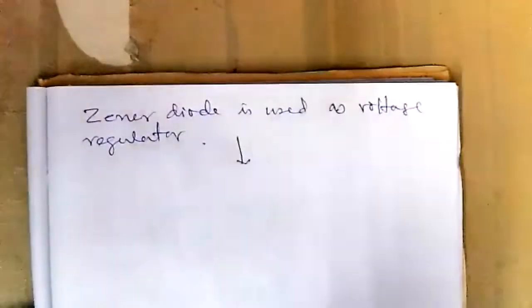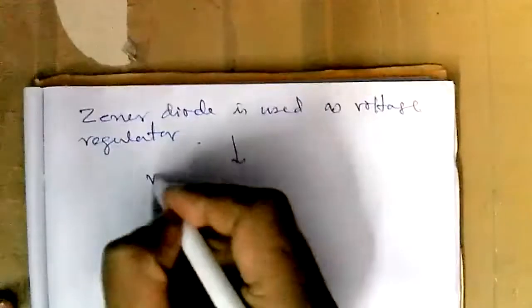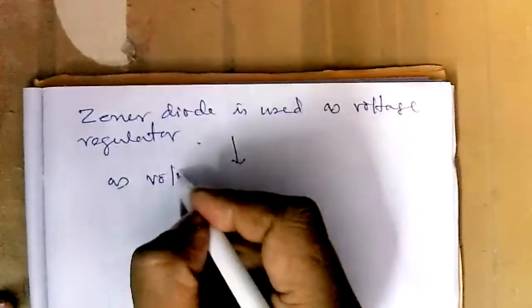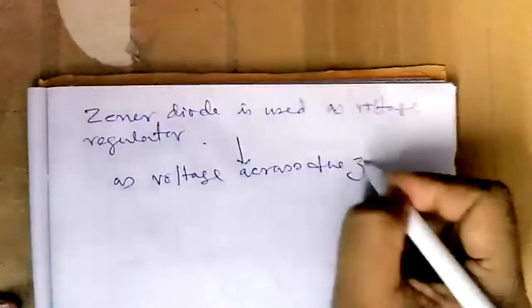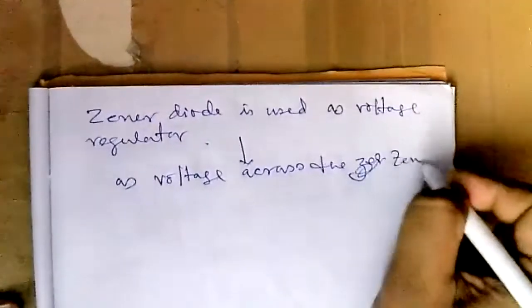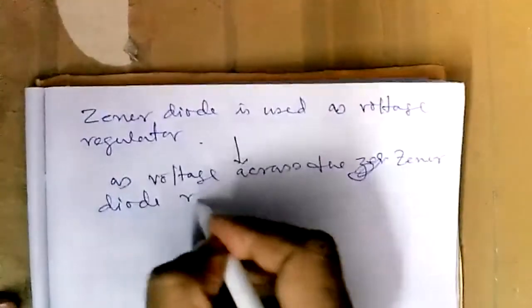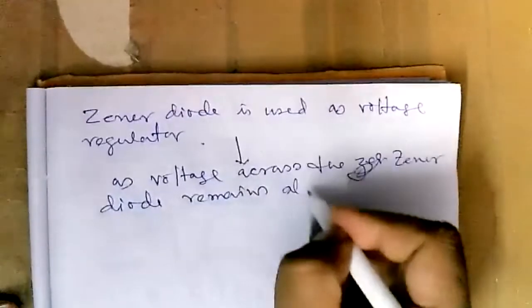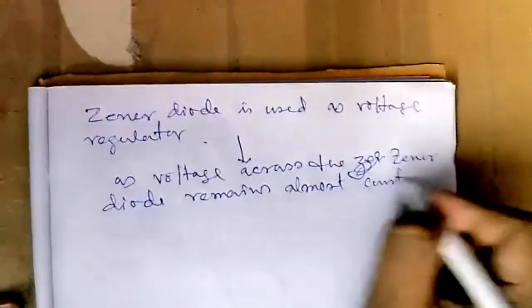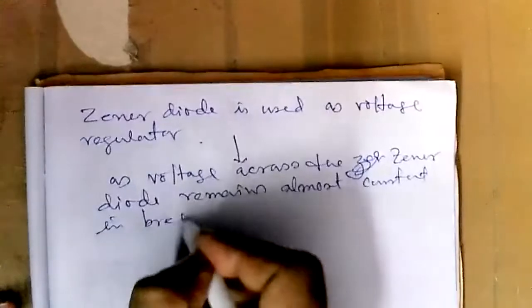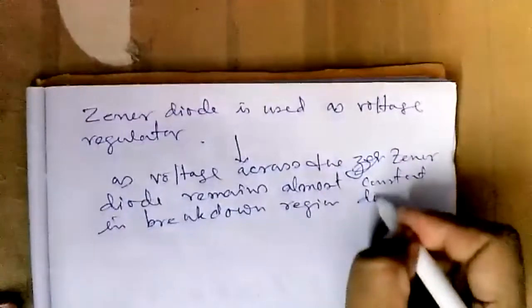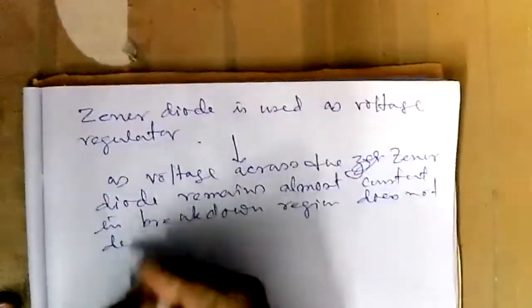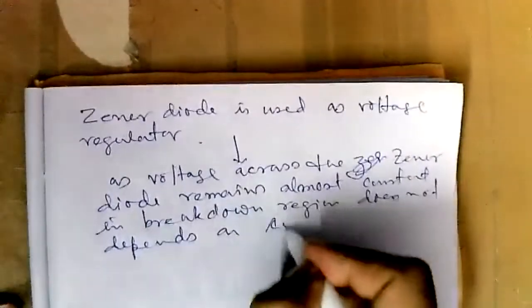Because the voltage across the Zener diode remains almost constant in the breakdown region, it does not depend on current.